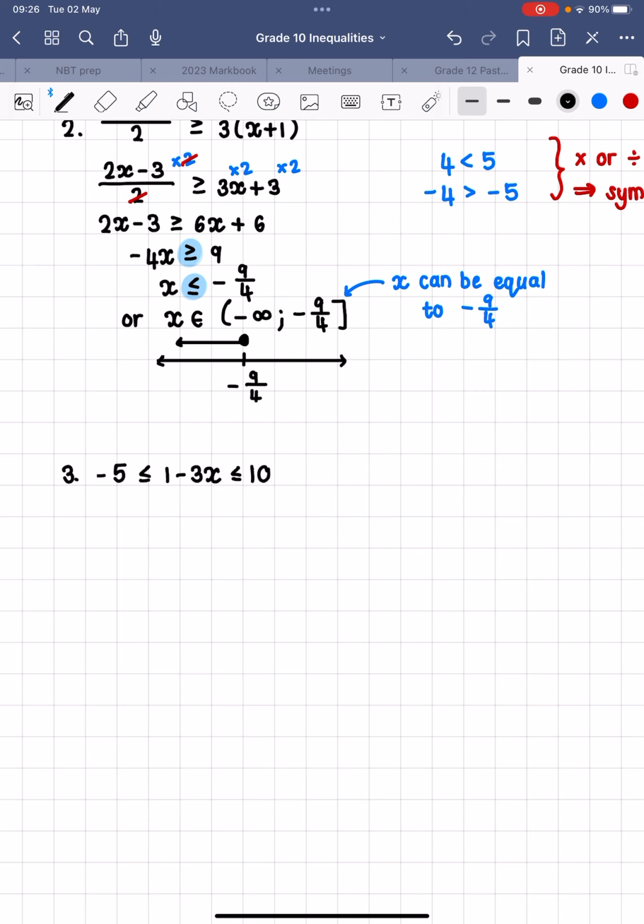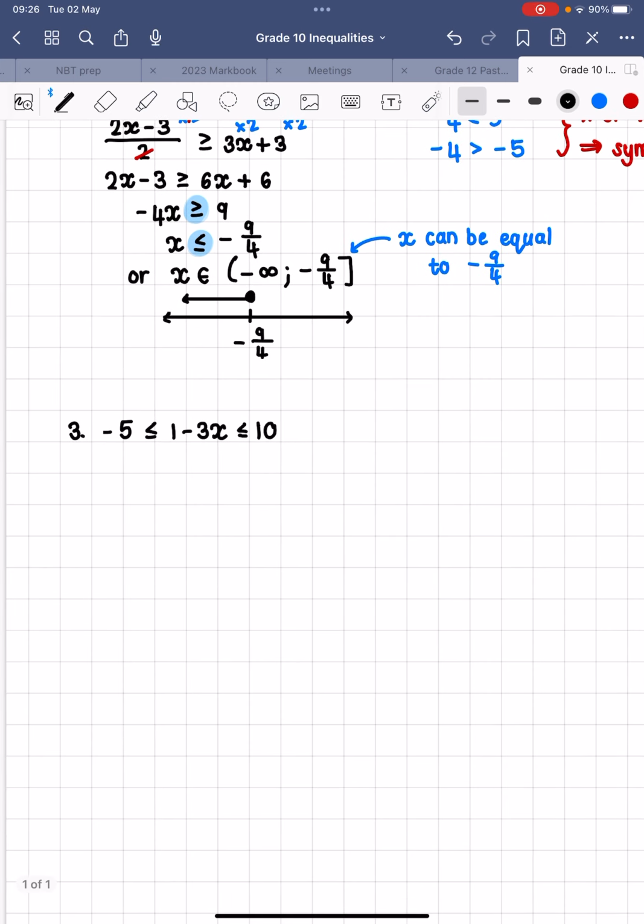Okay, so what we're going to do here is we're going to say, what's -5 minus 1? -6. I'm going to be left with that -3x. But remember, I must do it on the other side as well. I'm solving two inequalities at the same time. So what is 10 minus 1? That is 9. Okay, so I'm just going to write on the side here, subtract 1 from both sides.